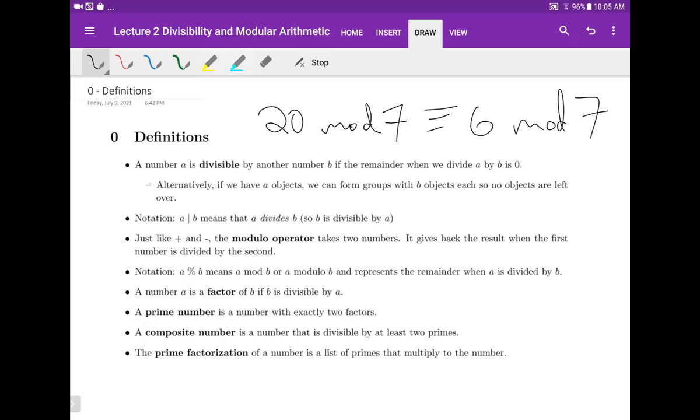It's also denoted by the percent sign, where A percent B means A mod B, or A modulo B, and it represents the remainder when A is divided by B.